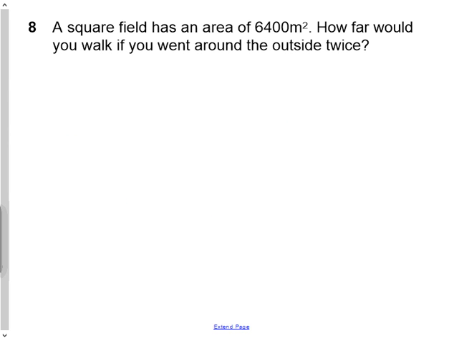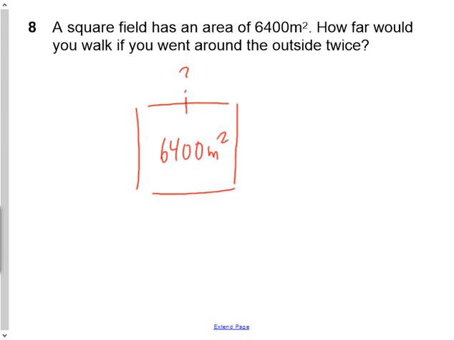Question 8. A square field has an area of 6,400 meters squared. So the first thing I would do, if this was my test, is I would draw the field, and I would put the area inside. How far would you walk if you went around the outside of it twice? So obviously, without saying it, we need to know what is the side length, because if I'm going to walk the perimeter of this field, I need to know how long the side length is. And I'm going to use my formula of area equals side squared to figure out how long the side length is.